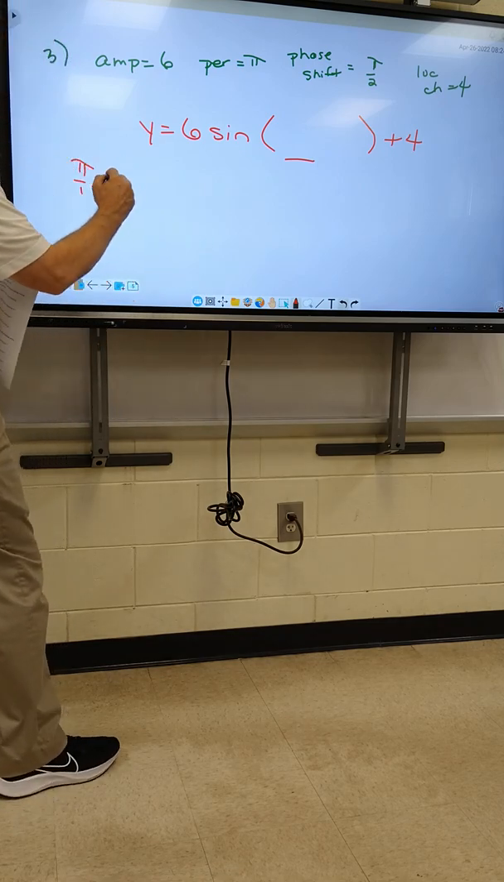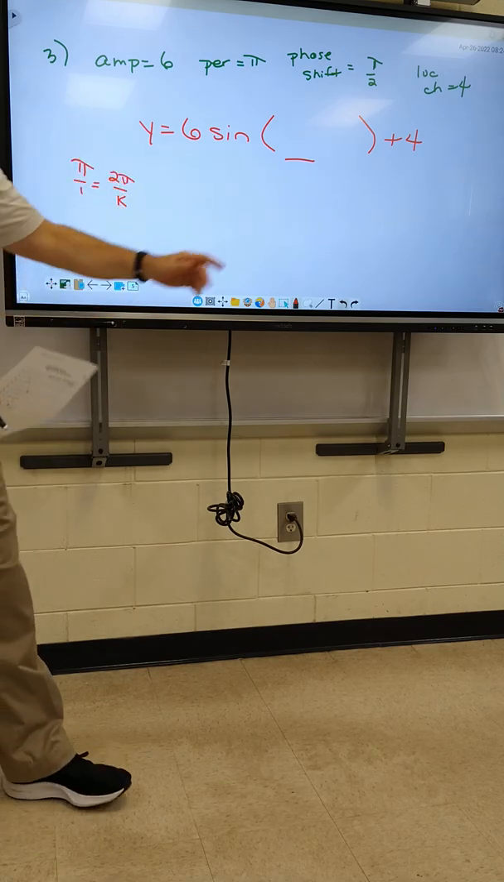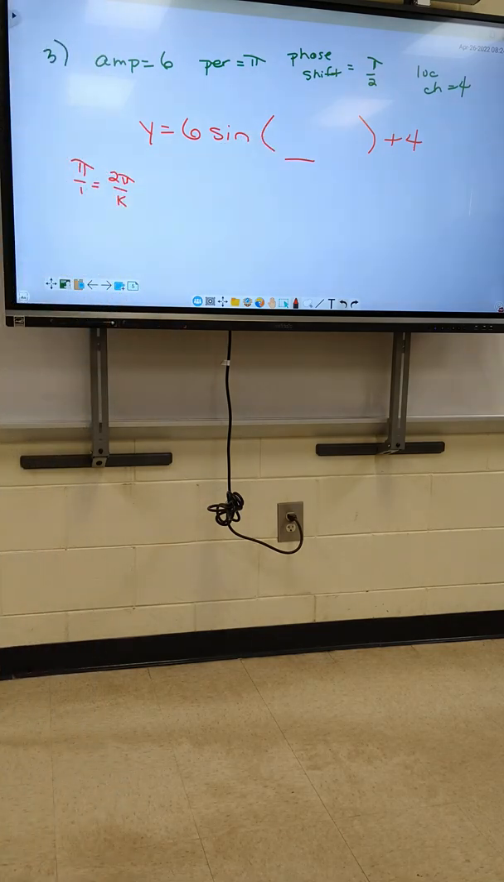All right, and your formula is 2 pi over k. Cross multiply and divide that, and you'll put that right there in front of x once you get your answer. See if you can cross multiply and divide that.